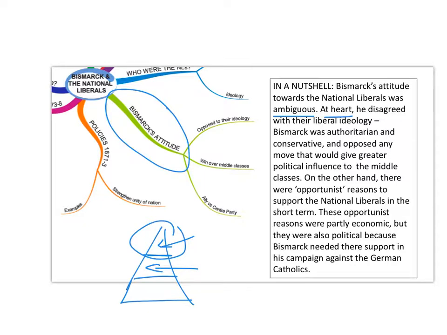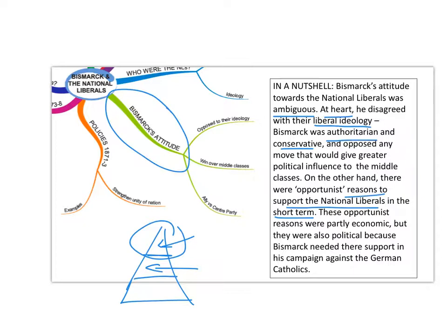Okay, so at heart he disagreed with their liberal ideology, because the National Liberals, it's got the word liberal in their name, were pushing for more and more influence by the middle classes in government. Bismarck was authoritarian, he was conservative, he opposed any move that would give greater political influence to the middle classes. But, having said that, at that time, in the early 1870s, there were good reasons to work with the National Liberals in the short term. These are key words, short term.